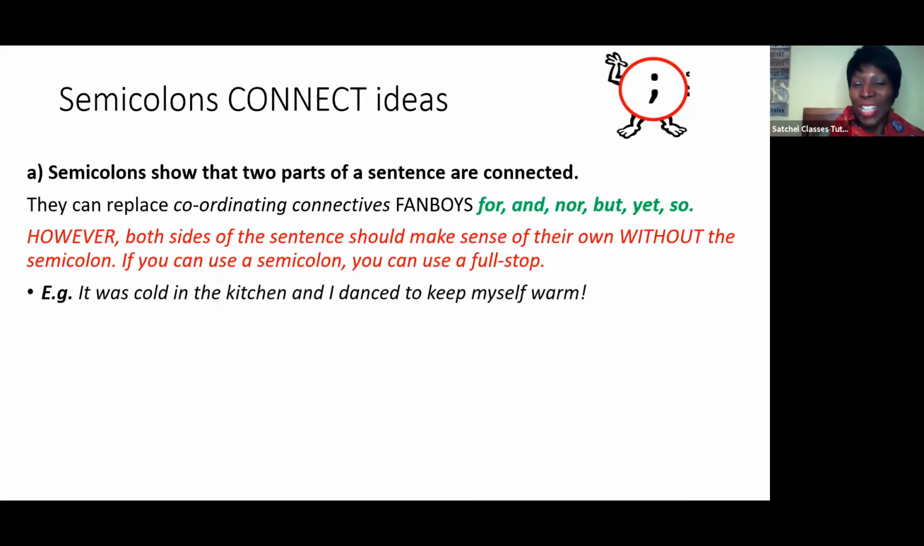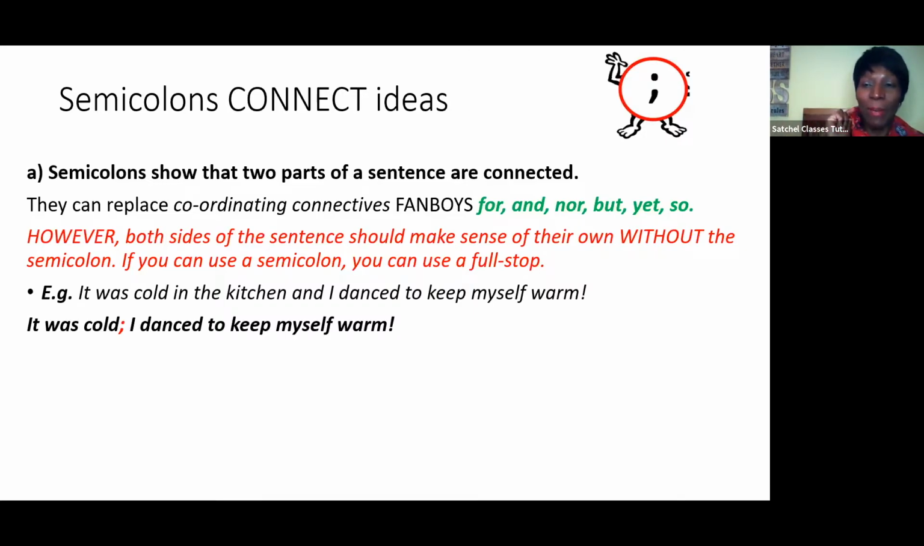It was cold in the kitchen and I danced to keep myself warm. It was cold in the kitchen; I danced to keep myself warm. So you can see that both sides of the semicolon make sense. If I replace the semicolon with a full stop, they would still make sense independently. They're independent thoughts.